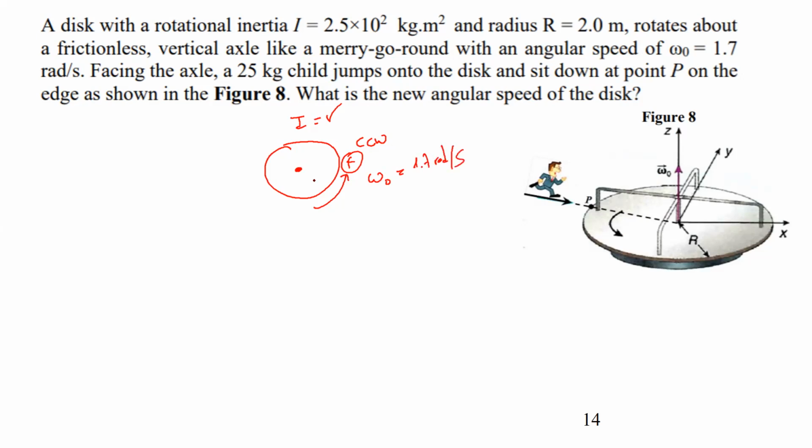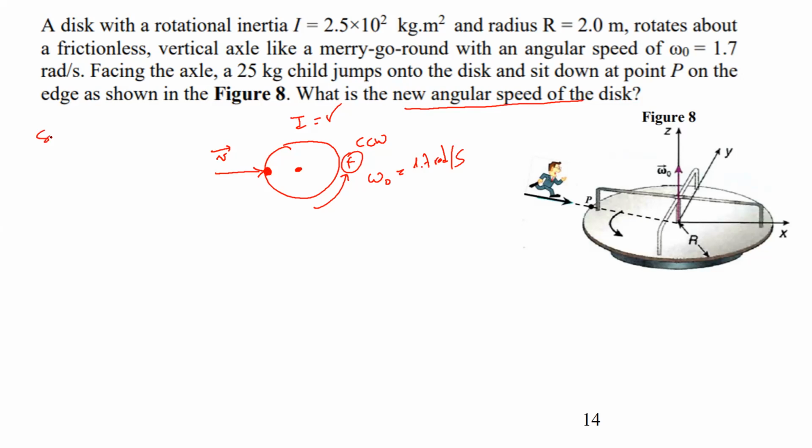So omega initial of the disk is 1.7 radian per second. Now there is a child. The child is moving this way, radially. So the speed of the child, v, is radial. And then the child sits here. Now the question is, what is the new angular momentum? What is the new angular speed of the disk?